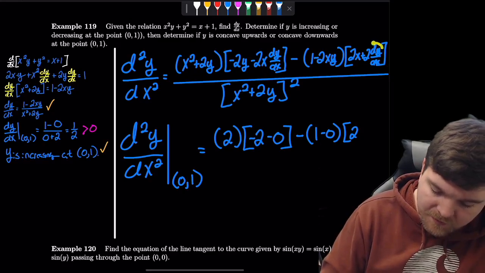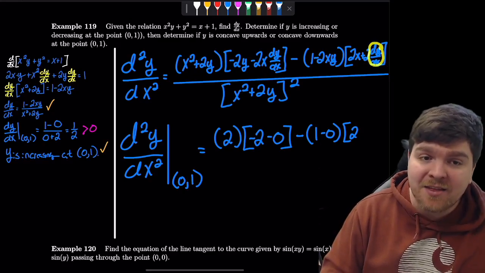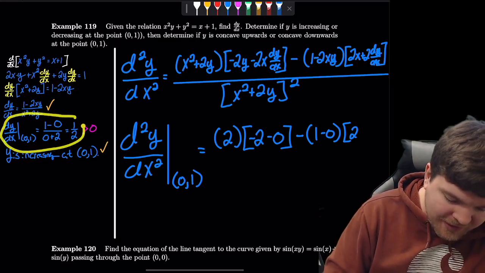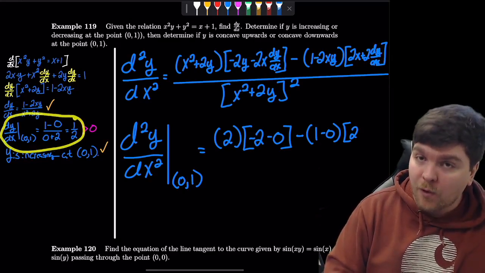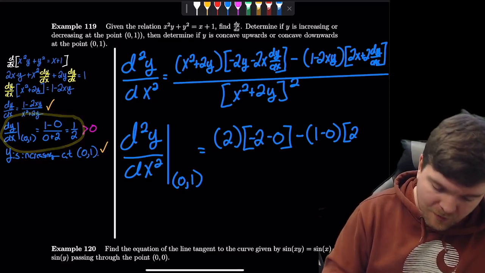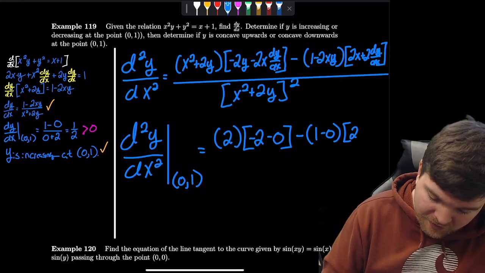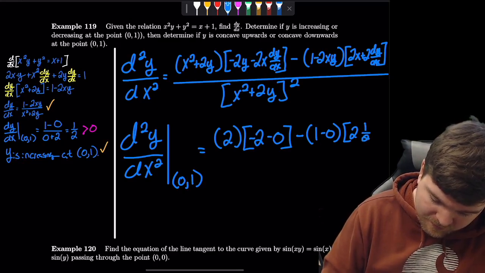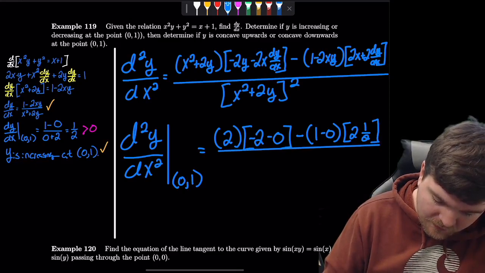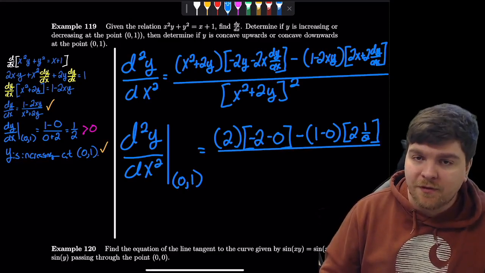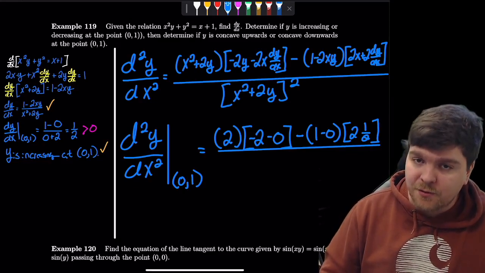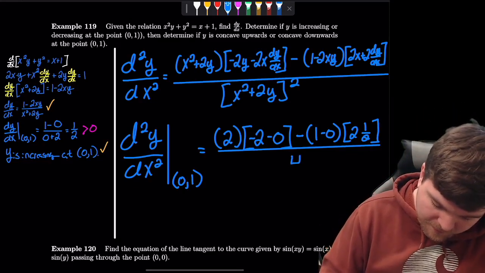Well, remember, we already evaluated dy dx at the point 0, 1. That gave us a 1/2. So when I evaluate dy dx at the point 0, 1, that's just going to leave me with a 1/2. And this is all going to be divided by 0 squared is 0, plus 2 times 1 is 2, squared is going to be 4.